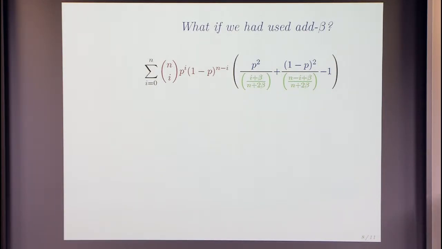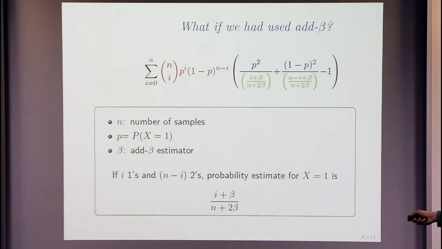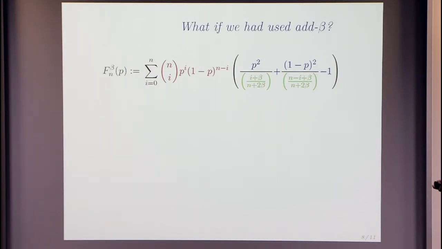Let's recap, there are so many things going on. n is the number of samples we're drawing. p is the one parameter that characterizes the probability distribution on a binary alphabet; it's the probability that x equals 1. And beta is basically the add beta estimator. If I see a symbol occurring i times, I assign it this probability. And this thing here is the expected loss you see when you use the add beta estimator. Let's give it a name: I'll call it f of p, with n and beta as parameters.